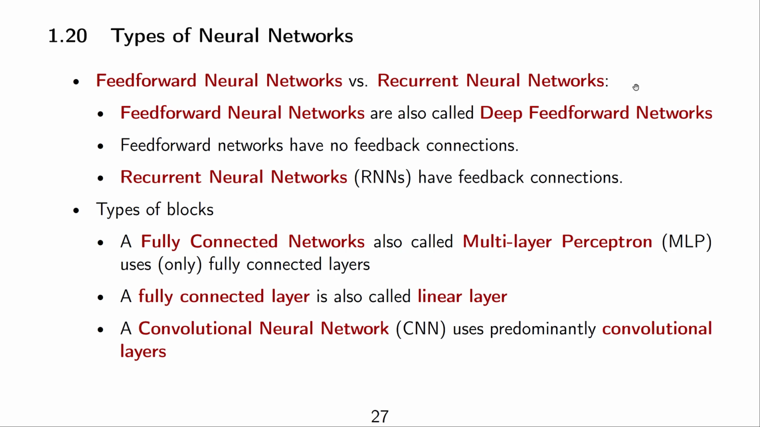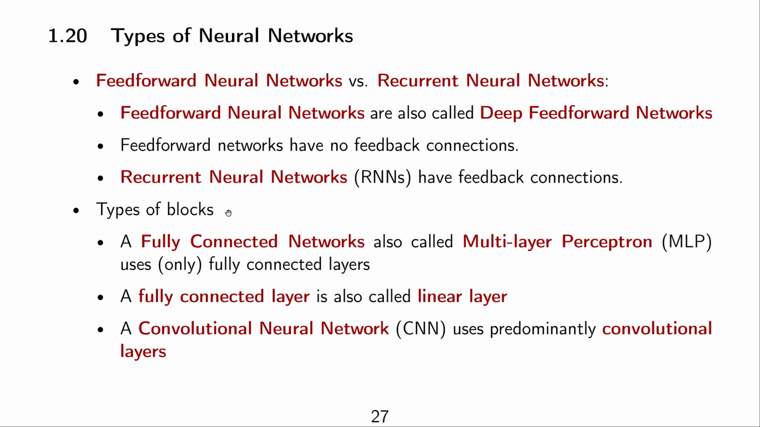Another term for feed-forward neural networks would be deep feed-forward networks. By contrast, a recurrent neural network, of course, has these feedback connections. There's something else going on. The recurrent neural networks have a slightly different way of accepting data. It's typically data that's in a sequence where you don't know how long the sequence is.